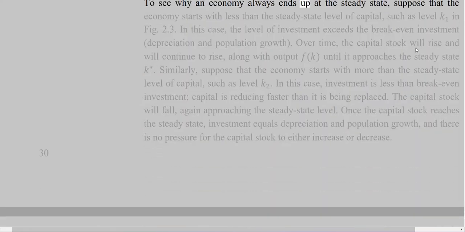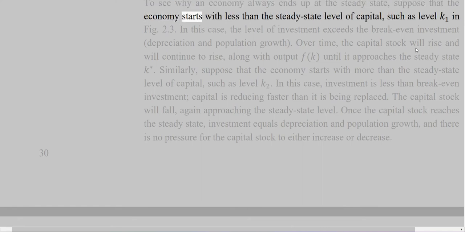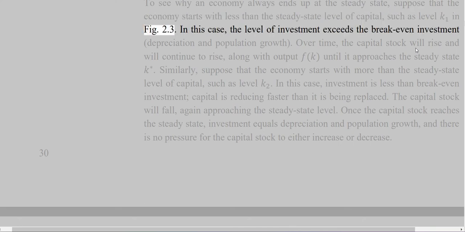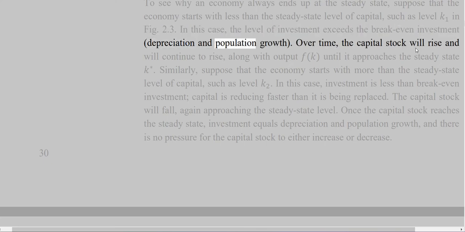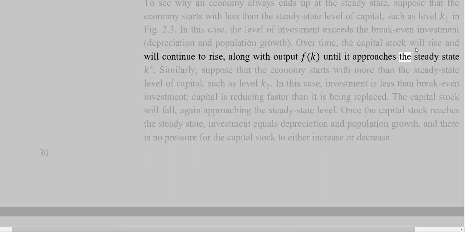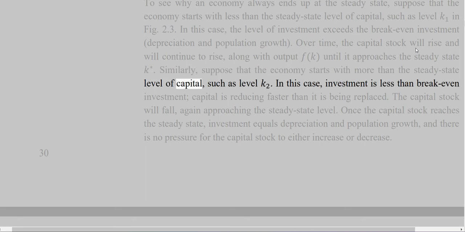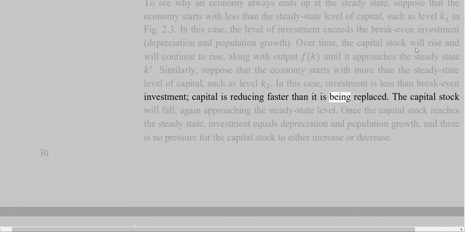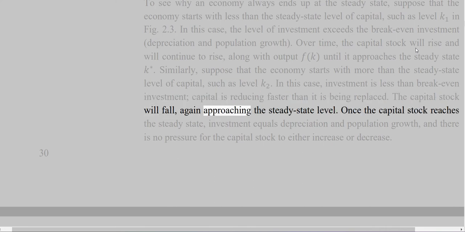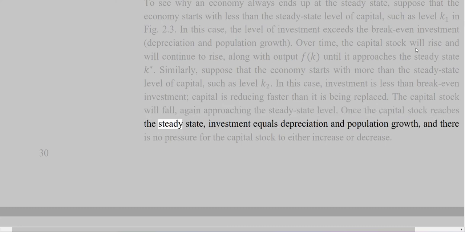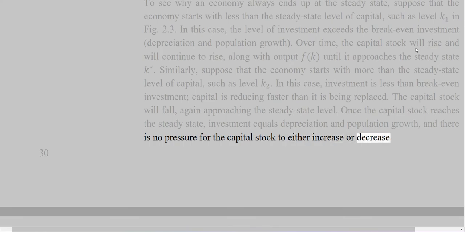To see why an economy always ends up at the steady state, suppose that the economy starts with less than the steady state level of capital, such as level k1 in figure 2.3. In this case, the level of investment exceeds the break-even investment, depreciation, and population growth. Over time, the capital stock will rise and will continue to rise, along with output, until it approaches the steady-state k*. Similarly, suppose that the economy starts with more than the steady-state level of capital, such as level k2. In this case, investment is less than break-even investment. Capital is reducing faster than it is being replaced. The capital stock will fall, again approaching the steady state level. Once the capital stock reaches the steady state, investment equals depreciation and population growth, and there is no pressure for the capital stock to either increase or decrease.